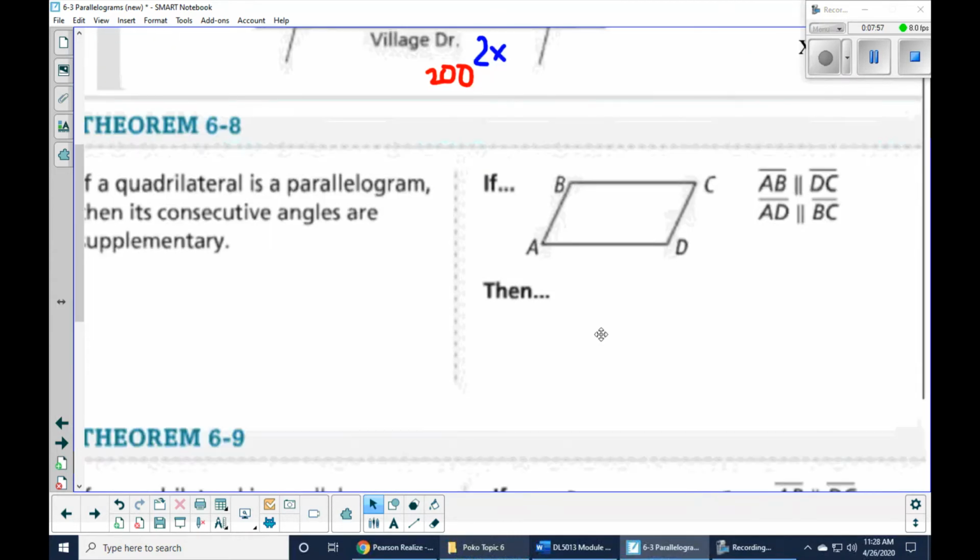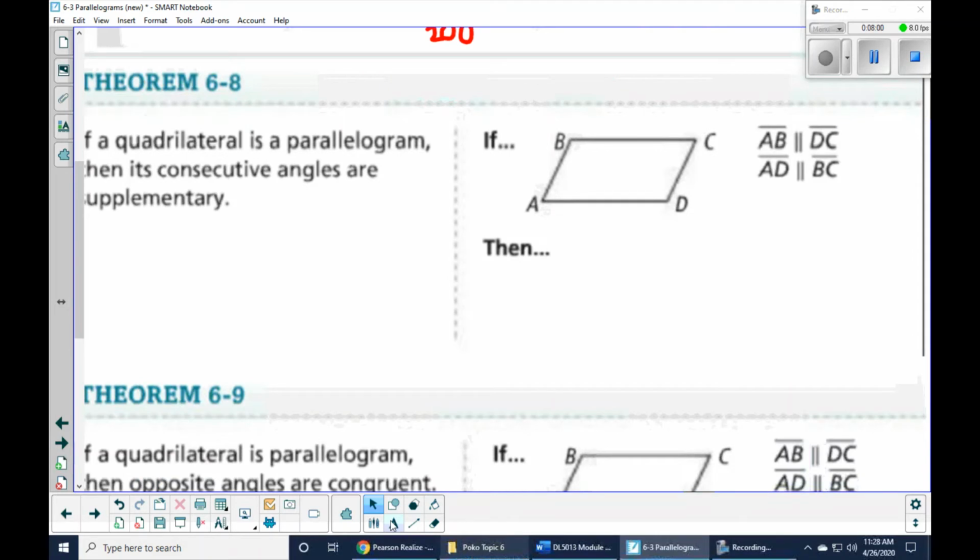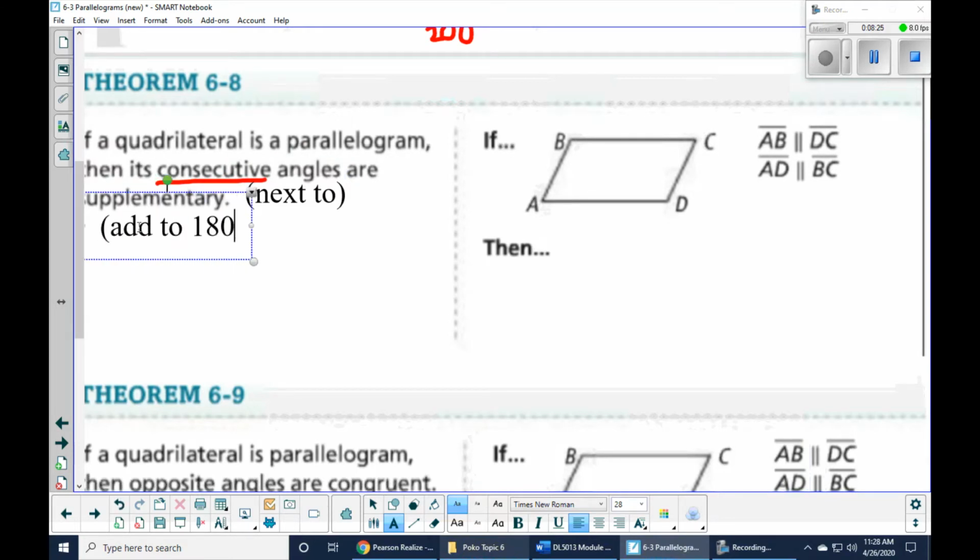Let's go ahead and move down here. A couple more theorems. All right, we're going to fill in some information. It says if a quadrilateral is a parallelogram, then consecutive angles, remember consecutive means next to, okay? That means next to. Our supplementary, it's kind of cut off, but remember supplementary means they add to 180.